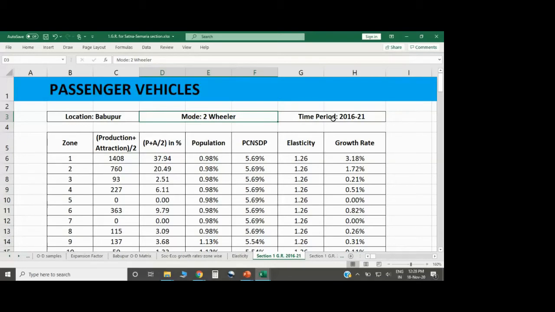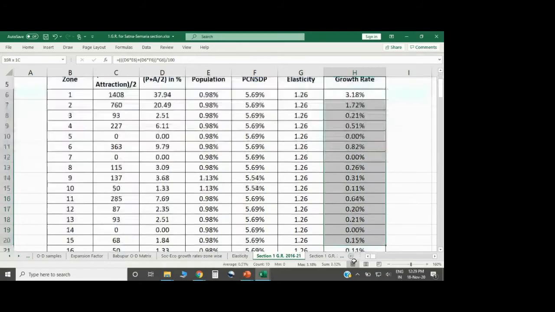Yeah, sorry. So this table, what you see here, is just for two-wheelers, and this is the location where the OD survey was done, and the time period, if you see here, is 2016 to 21. So I told you about the growth years: though we design that road for say 15 years or 10 years, we find out the growth rate for every 5 years as a standard practice. You can do it for every year also, but then there are some calculations which go on over here, and you can see the growth rate values in this column.